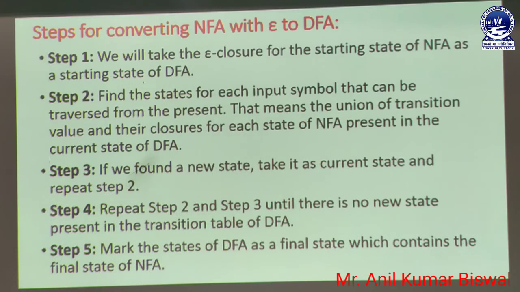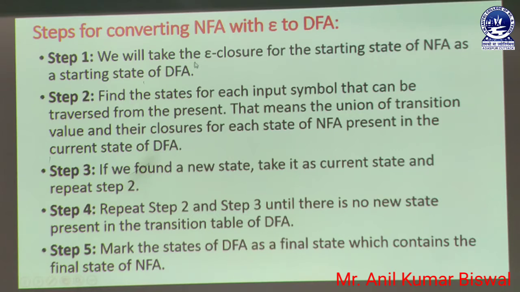In the next slide we are going to discuss the different steps used to convert an NFA with epsilon to a DFA. In the first step, we take the epsilon closure of the starting state of the NFA as the starting state of the DFA. That means without epsilon closure, we are unable to convert the epsilon-transited part of the NFA to a DFA. That's why in the first step we must take the epsilon closure of the starting state of NFA as the starting state of DFA.